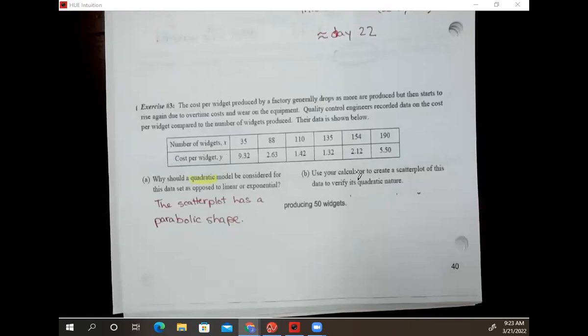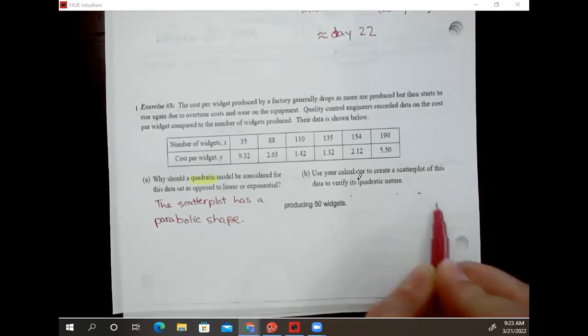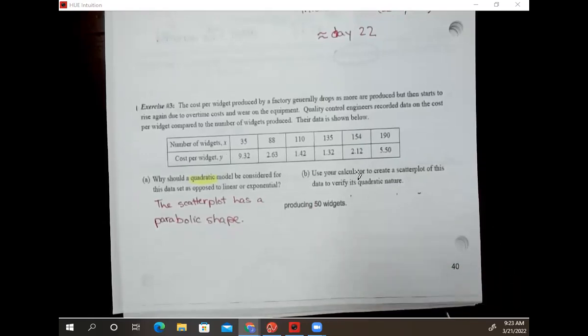And then part B asked us to use our calculator to create a scatter plot of this data and verify its quadratic nature. We did that. And then we want to use that model to predict the cost of producing 50 widgets. Some of the text got cut off here, but what we want to do is use this to predict the cost for producing 50 widgets.